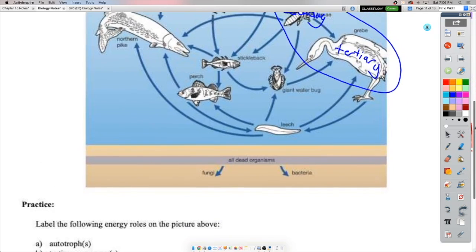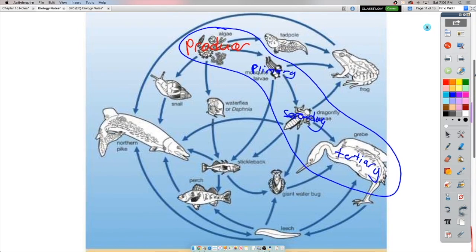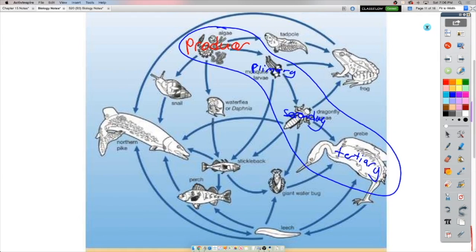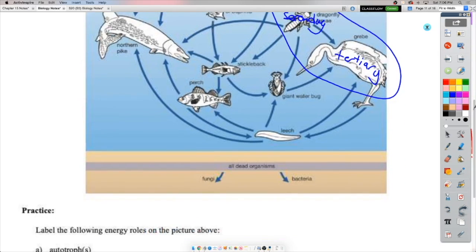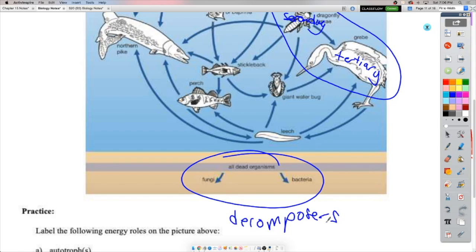And what about decomposers? Well, everything gets decomposed, right? Everything's going to die eventually. So some algae will die without ever getting eaten, and it will get decomposed. Some snails will die and get decomposed. Even our tertiary consumers eventually will die and will get decomposed. So all dead organisms go down here to the fungi and the bacteria to get decomposed.